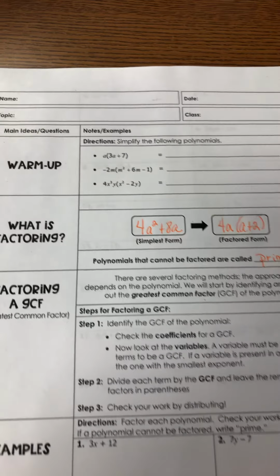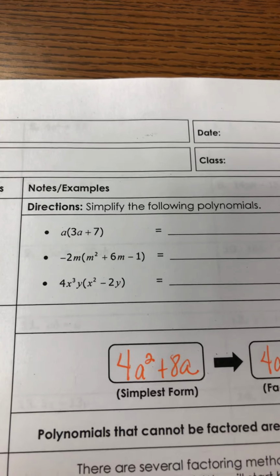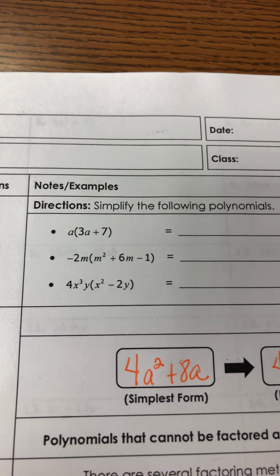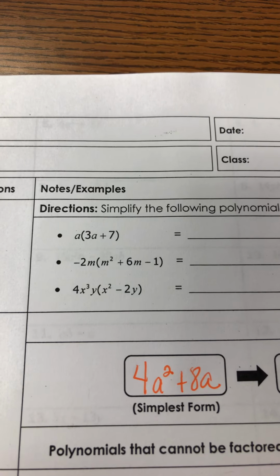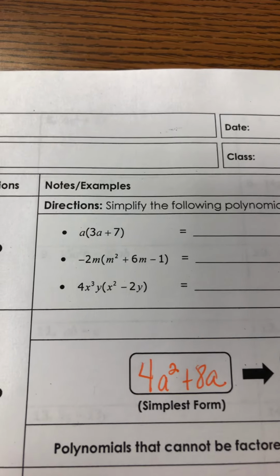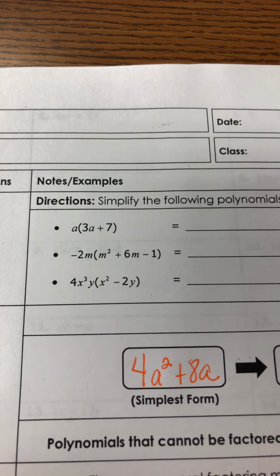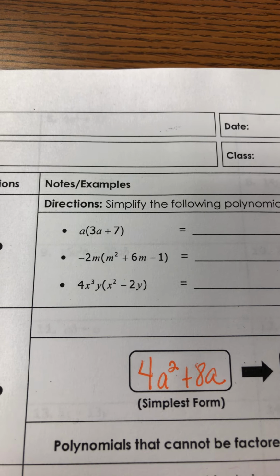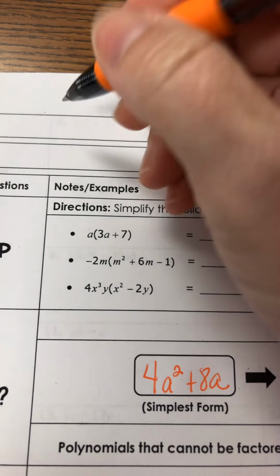If you look at the top of your worksheet, you actually have a warm-up right here. It's asking you to simplify the following polynomials. And if you'll notice, we have multiplication. So pause the video right now and work these three problems out, and then press play, and I'll work them out, and we'll make sure that you're still doing a good job with your multiplication. So pause the video now. All right, welcome back. Now let's look at number 1.